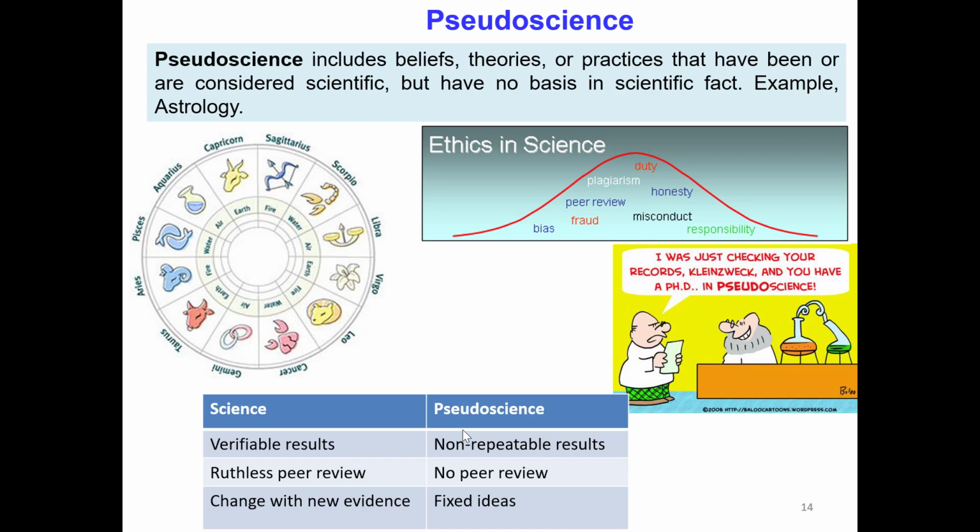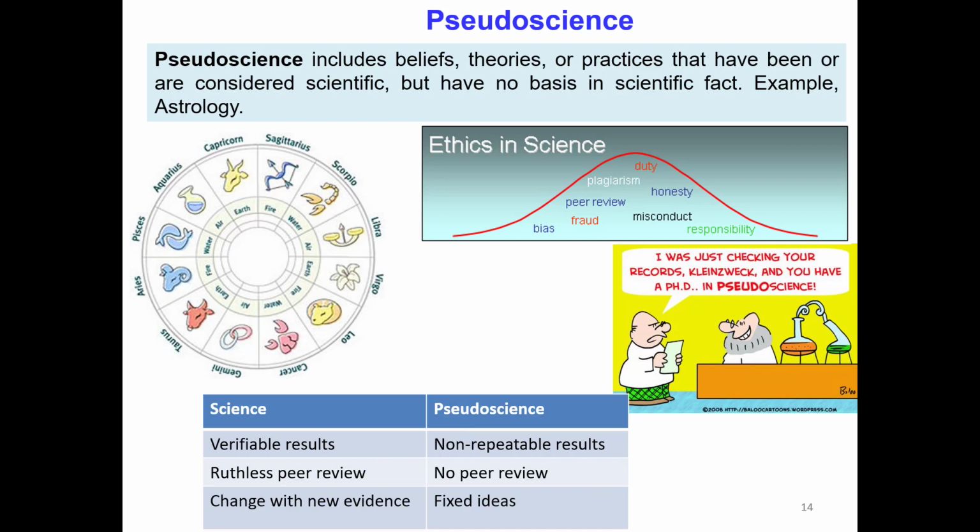But another thing we need to consider as pseudoscience is related to ethics in science. Sometimes, because of different reasons, some of the scientists report things that are not true. Then we can consider this practice as pseudoscience.